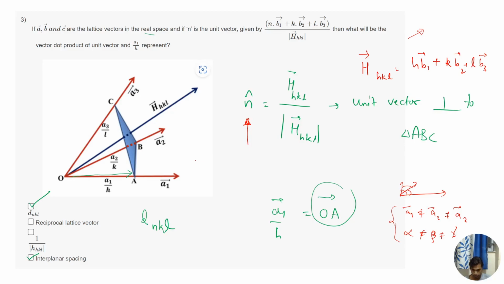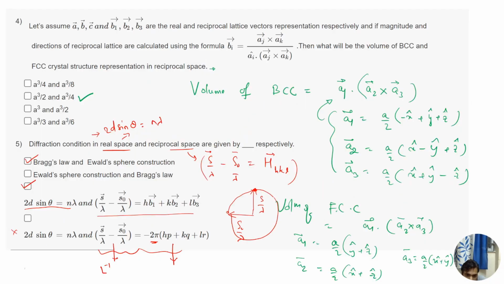So the diffraction condition is in real space and reciprocal space. Basically, real space is given by Bragg's law, 2d sin theta equals n lambda, and reciprocal space is the Ewald sphere construction. In real space, 2d sin theta is Bragg's law, and the Ewald sphere construction is the reciprocal space construction that we saw.